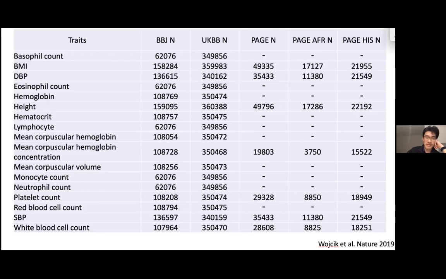So we asked whether we can add some African samples to the discovery data set to improve the prediction in the African population. And among the 17 traits we examined here, seven were also available in the PAGE study, which largely comprised of African-American and Hispanic Latino samples. But you can see the sample size of the PAGE study was much smaller than the UK Biobank and Biobank Japan. So the question here is whether adding a small African GWAS to the discovery data set can improve prediction.